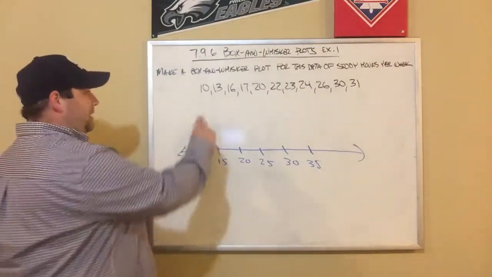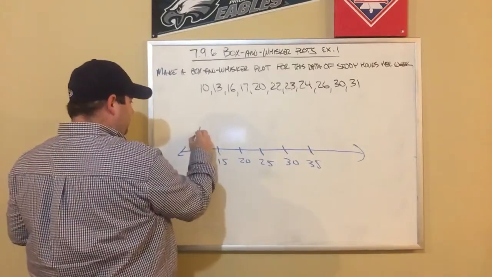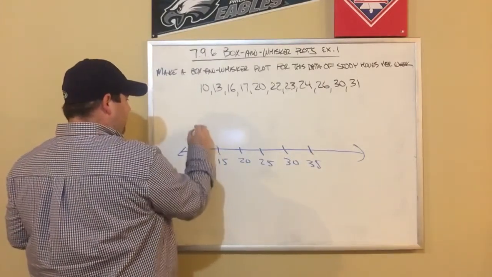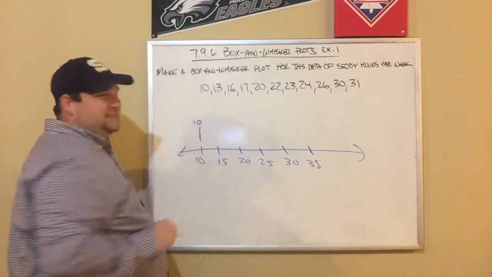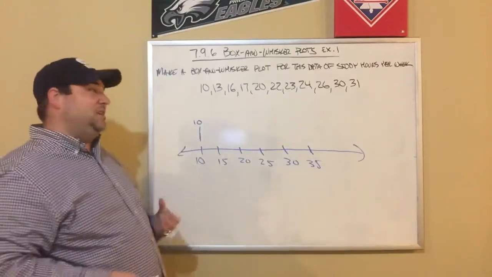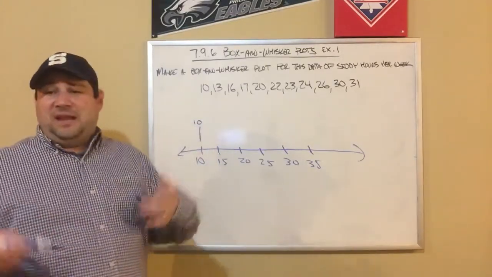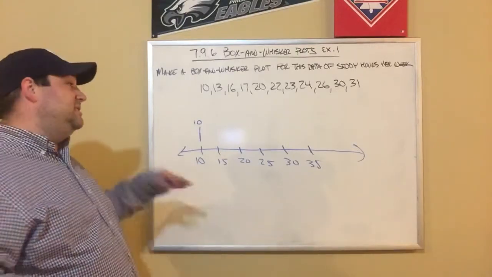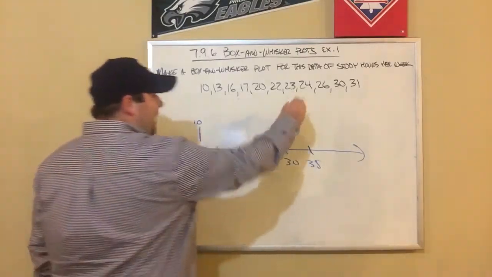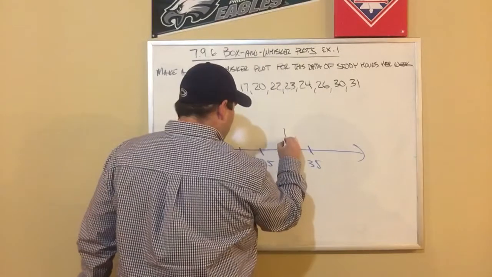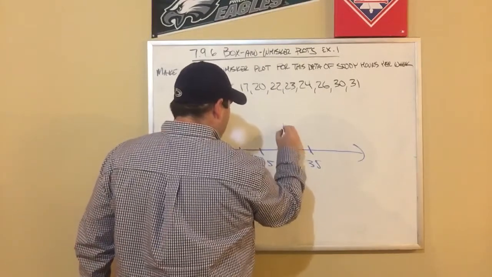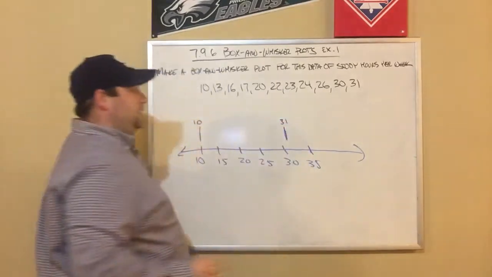So let's start with the low value. We can see the low value is 10. So I'm going to put a line right there and label it 10. It's always nice to label these because you're putting it on top of a number line, and it's not necessarily easy to tell exactly where it is. I can see my high value right here is 31. I'm going to put a line right there where I think 31 is, and label it 31.